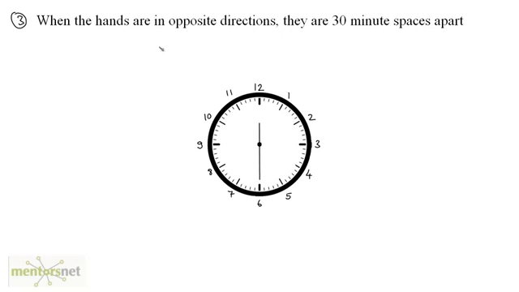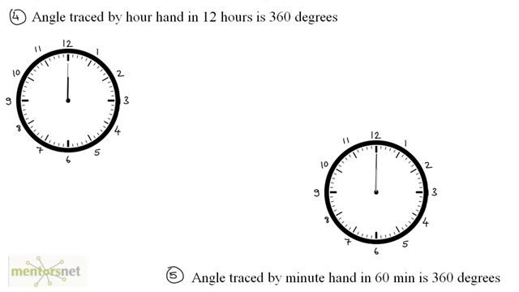Okay, let us move on to the third point now. When the hands are in opposite directions, they are 30-minute spaces apart, right? When these two hands are in opposite directions, they are 30-minute spaces apart. So if you count the minute spaces, they will come out as 30, right? Let's move on to the fourth point and the fifth point.